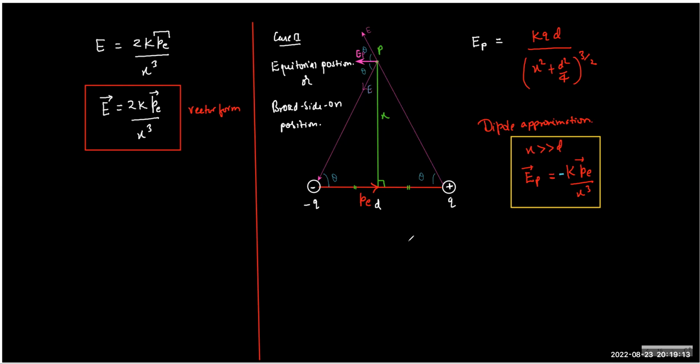Yes, sir. So at equatorial, now what you are supposed to remember, at equatorial position, the direction of the electric field will be opposite of the dipole moment vector. At axial, it is parallel. Axial same, equatorial opposite. Understood? Yes, sir. So the obvious question is we will be interested in finding the field direction at any random point, right?